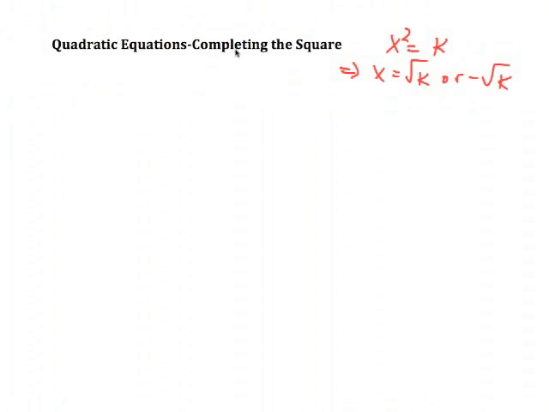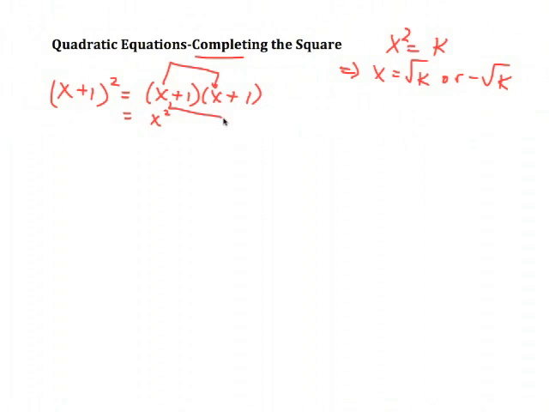Okay? Now, the idea of completing the square comes from this. Let's suppose I have x plus 1, squared. We already know that this is the same as multiplying x plus 1 by itself. And by FOIL, this becomes x squared, the outside ones will be an x, the inside one x, and the last ones will be 1. And this comes out to be x squared plus 2x plus 1.